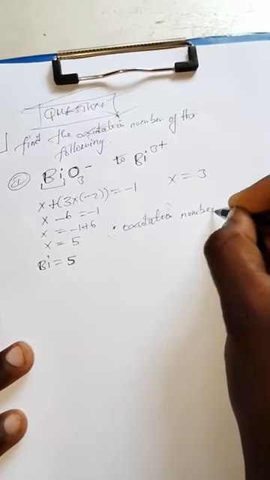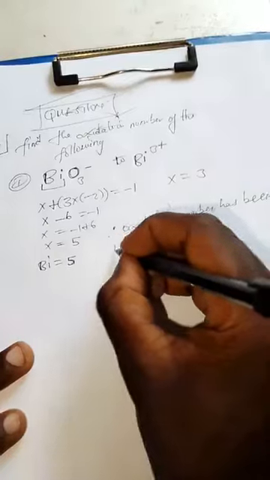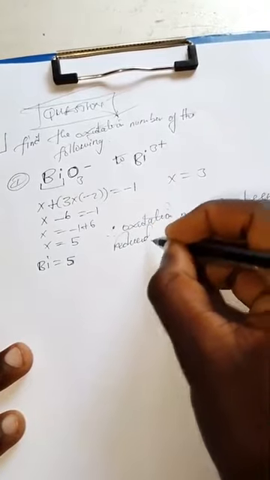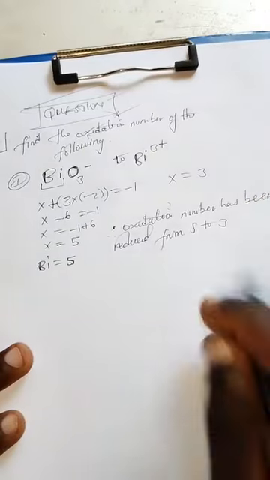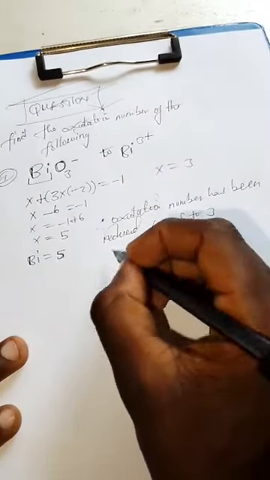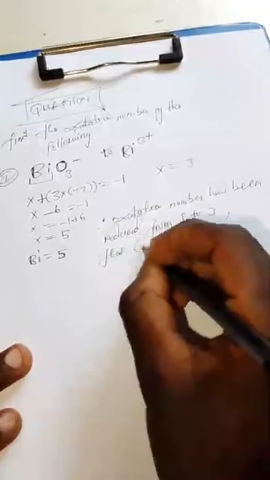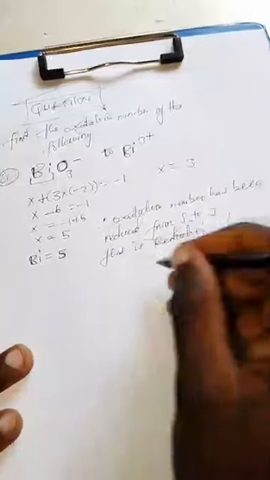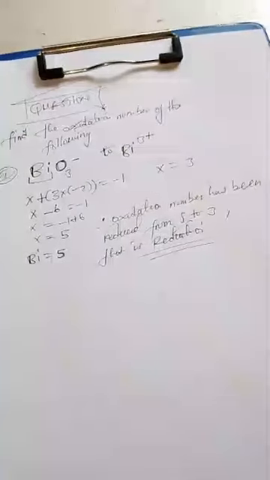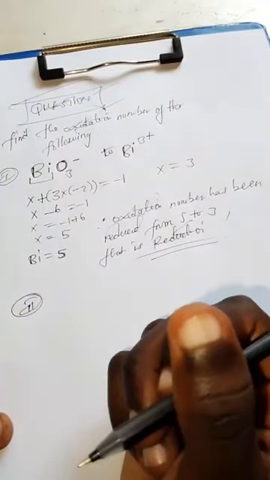So you're going to conclude to say, therefore, the oxidation number has been reduced from 5 to 3. Therefore, that is reduction. I think this is simple and straightforward. Another one, the last one on oxidation numbers.